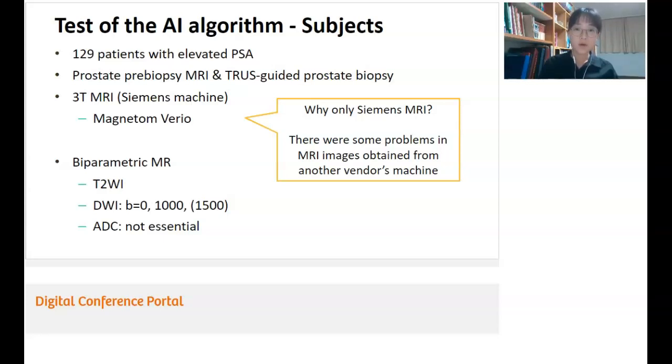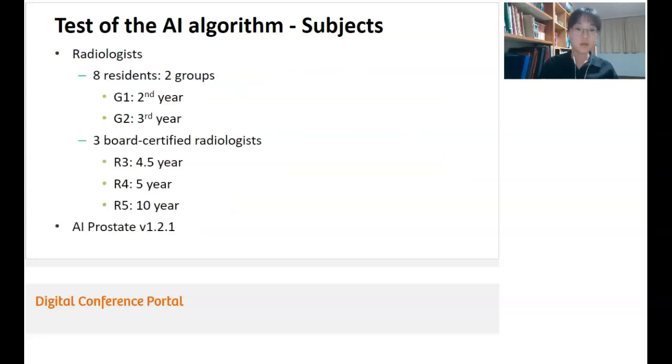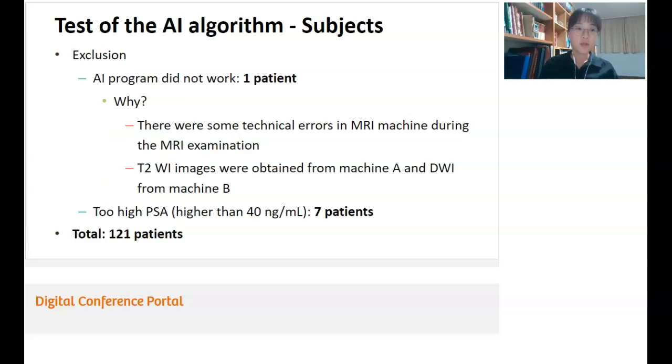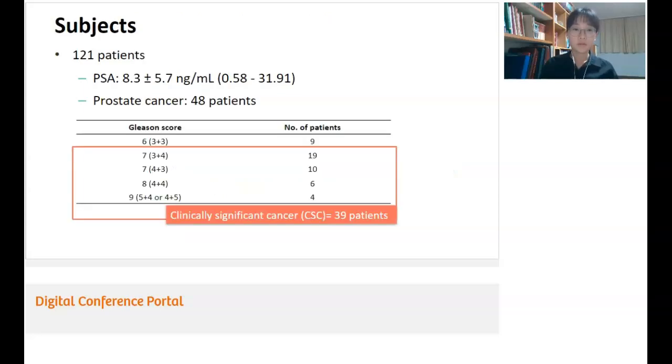I used biparametric MRI images. As I wanted to compare the diagnostic performance between AI and radiologists with various levels of experience, residents and radiologists reviewed the MRIs. One examination did not run in the program because T2 and DWI images had different UID. I also excluded patients with very high PSA level. Among the patients, 39 patients were diagnosed with clinically significant cancers.